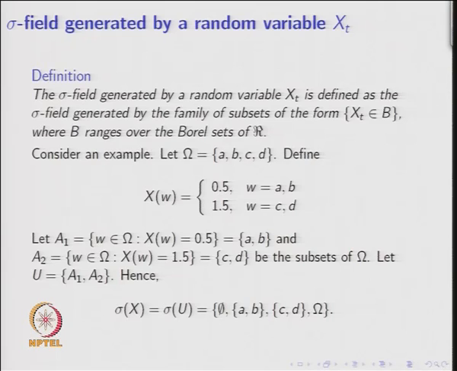Let U be equal to {A1, A2}. Hence, the sigma field generated by the random variable x, that is the same as sigma of U, is the empty set, {A, B} as one element, {C, D}, and the fourth element is the whole set.